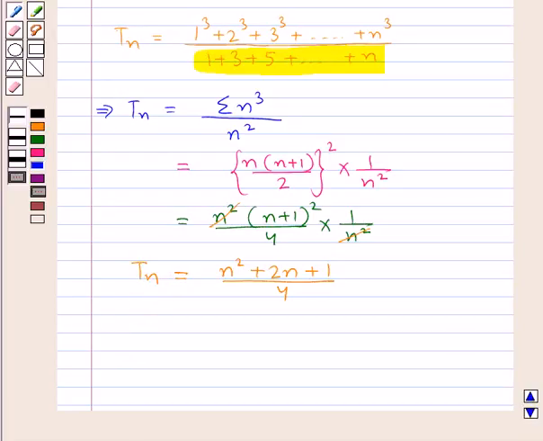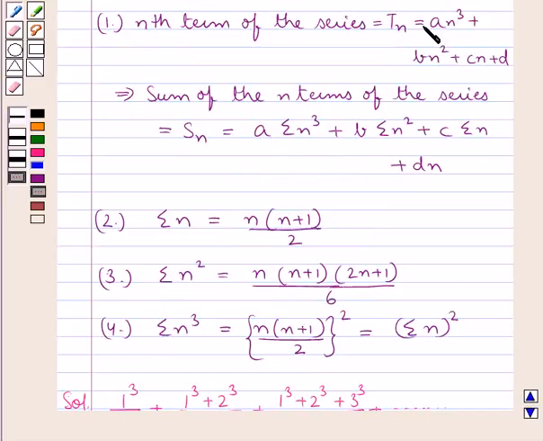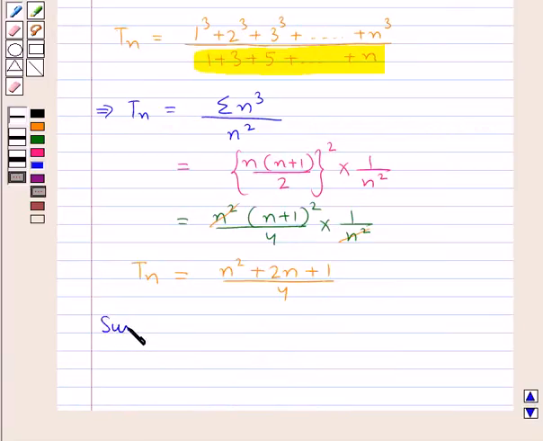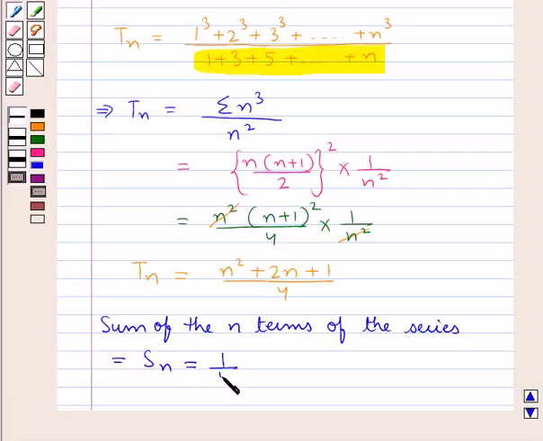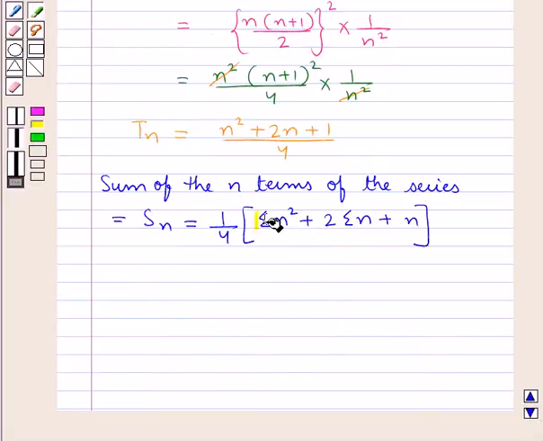Now, from the key idea we know that if the nth term of the series is given in this form, then we can write the sum of the n terms of the series as a into summation n cube plus b into summation n square plus c into summation n plus dn. So the sum of the n terms of the series, given by Sn, is equal to 1 upon 4 into summation n square plus 2 into summation n plus 1 into n, that is n the whole. Now we'll put the values for summation n square and summation n.